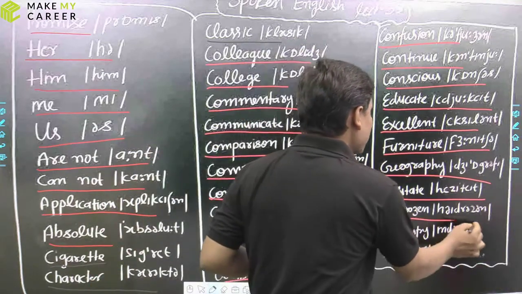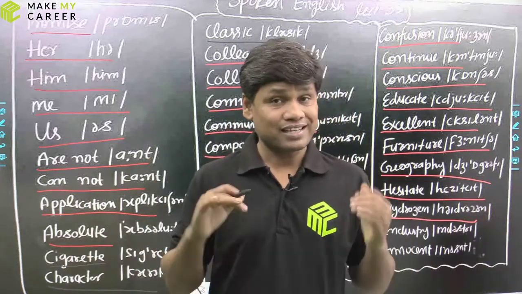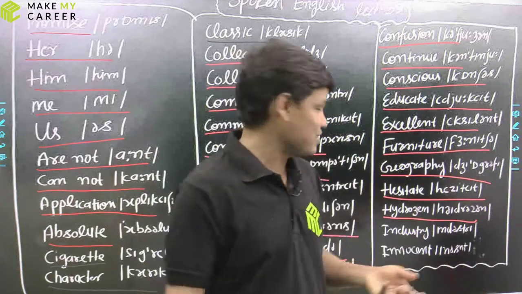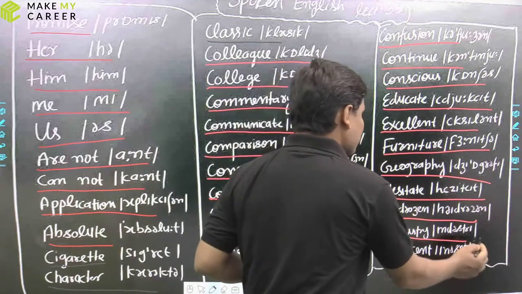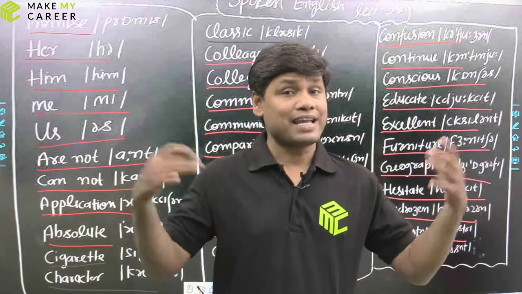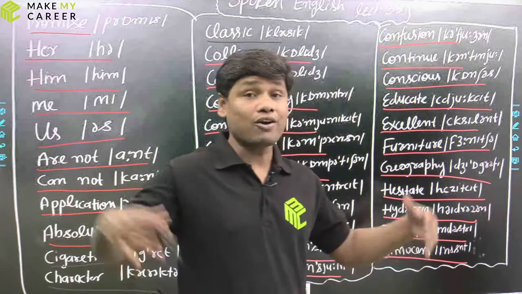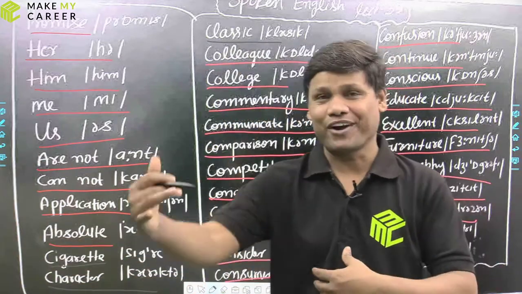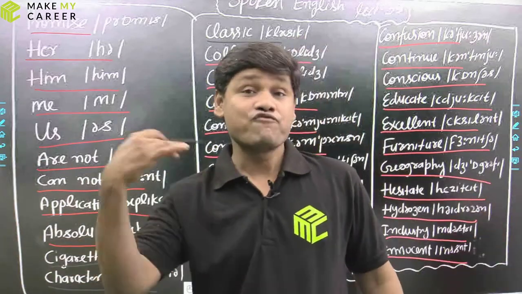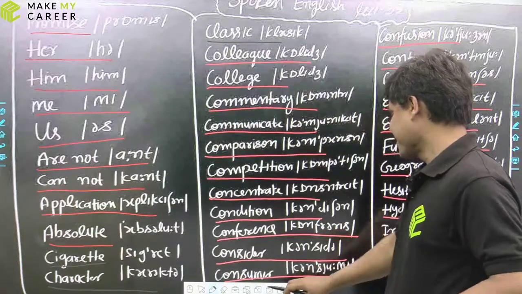Next one is hydrogen. Again you repeat, hydrogen. Next one is industry. Again you repeat, industry. Next one is innocent. How innocent you are. You are innocent. He is innocent. Vivek is an innocent boy. Alright, let's go ahead.